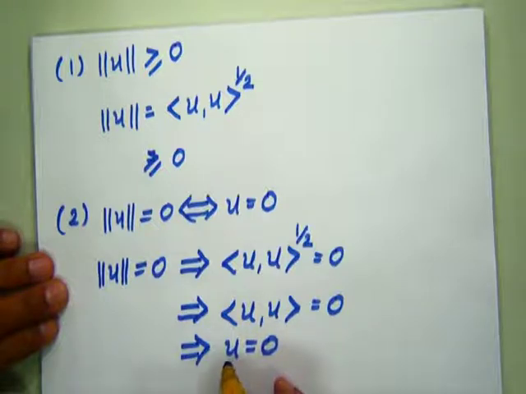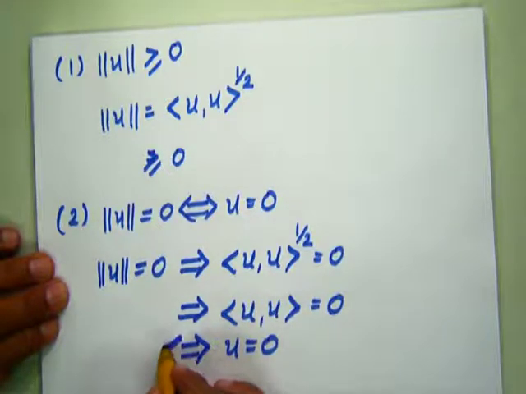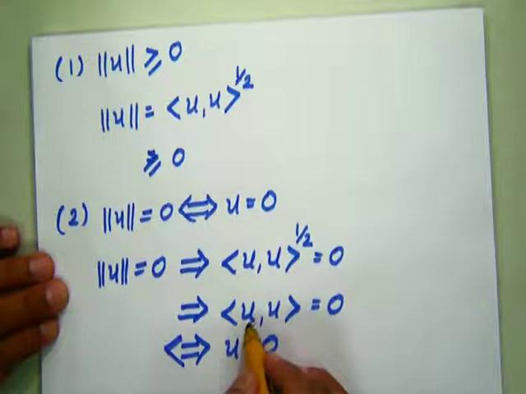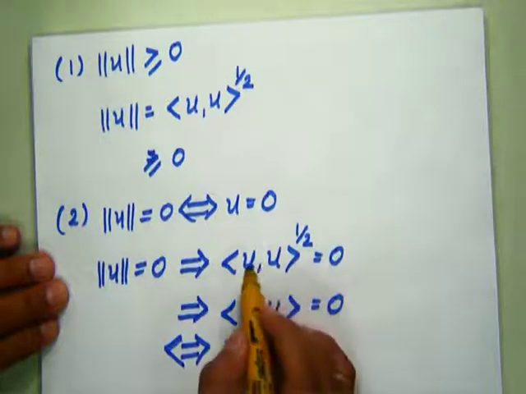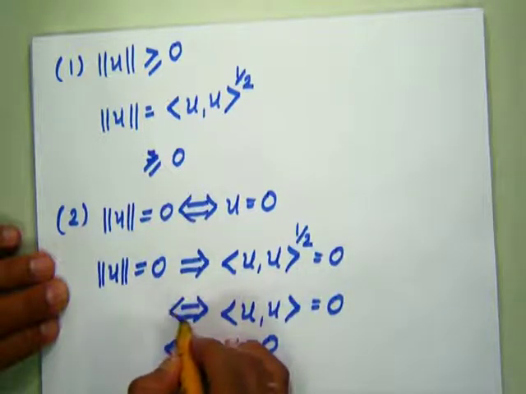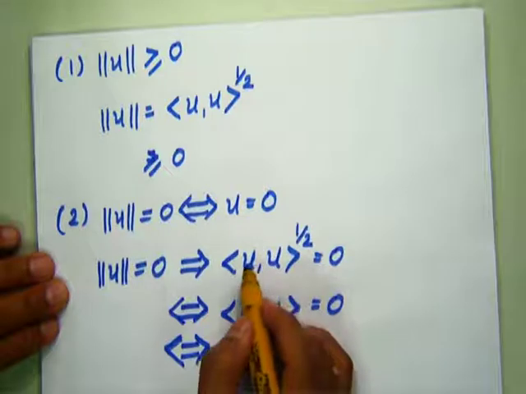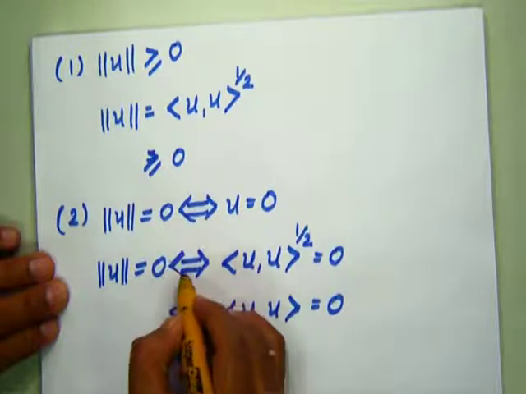Now if we take U equal to 0, then immediately we can write that the inner product of U with U is 0. It means we can write a double implication here. Now when the inner product of U with U equals 0, then the inner product of U with U raised to half becomes 0. And when the inner product of U with U raised to half equals 0, it means the norm of U equals 0.